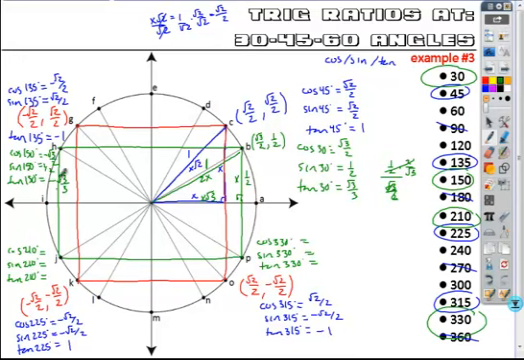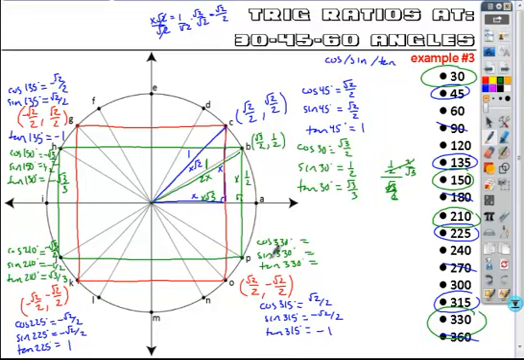Right, so the cosines have the same x's as this, so negative root 3 over 2. The sines are exact opposites, so minus 1/2. Since I'm dividing by two negatives, I know my tangent's going to be positive, so root 3 over 3, but it's going to be the positive of that.